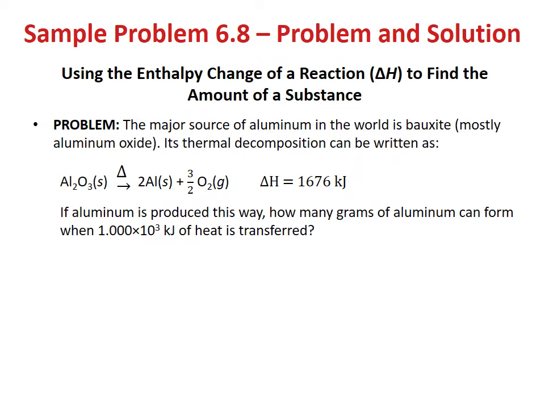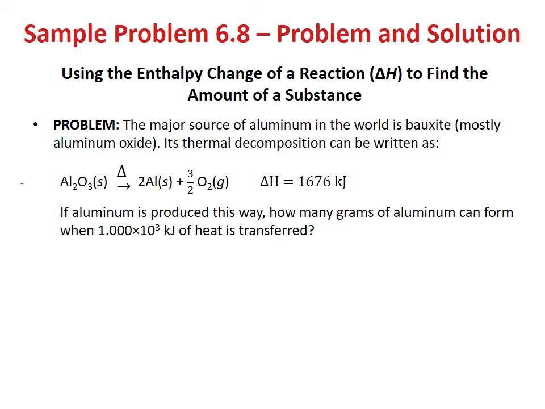Sample problem 6.8. The major source of aluminum in the world is bauxite, which is mostly aluminum oxide. Its thermal decomposition can be written as aluminum oxide decomposing into aluminum and oxygen gas. For this reaction, the enthalpy change is 1,676 kilojoule. If aluminum is produced in this way, how many grams of aluminum can form when 1000 kilojoule of heat is transferred?